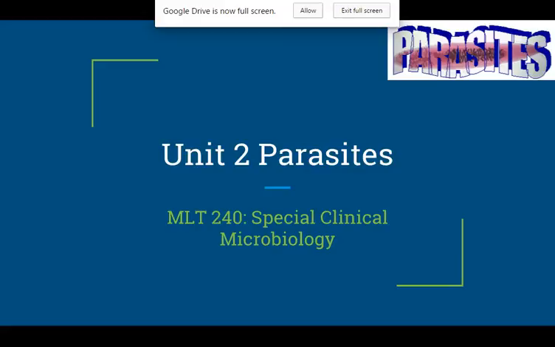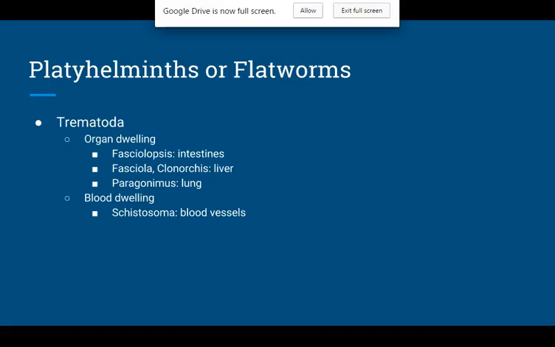Okay, this is Unit 2, and we're going to talk about some more parasites. And luckily for you, these are a little bit easier, in my opinion. They have a lot of different characteristics so that you don't get them mixed up as easy. Okay, so the first ones are the platyhelminths or the flatworms.